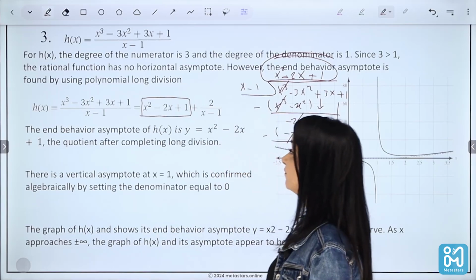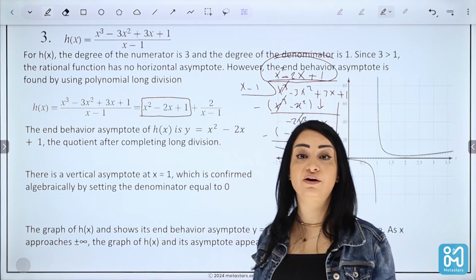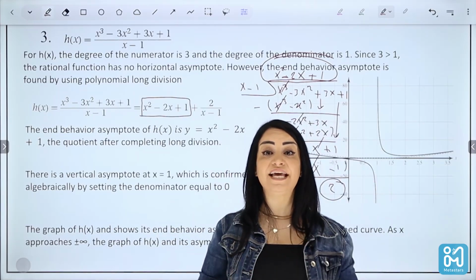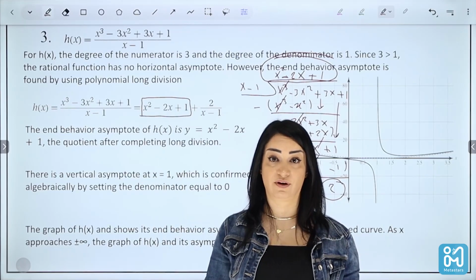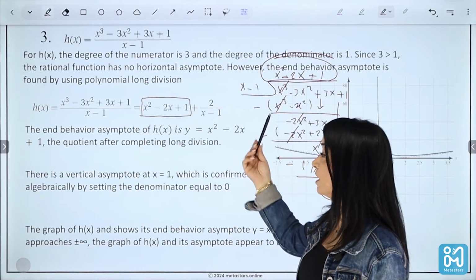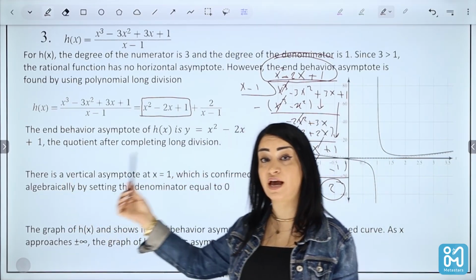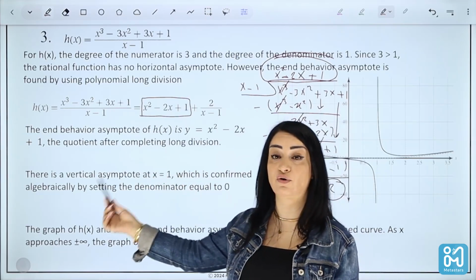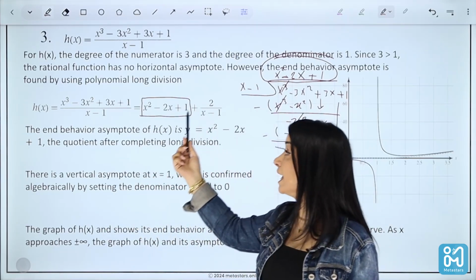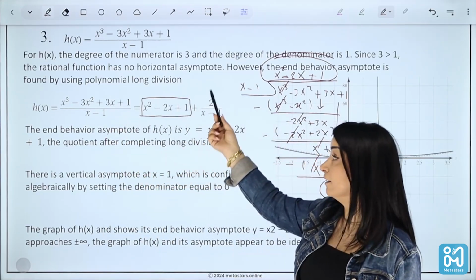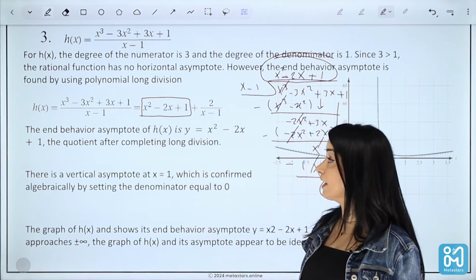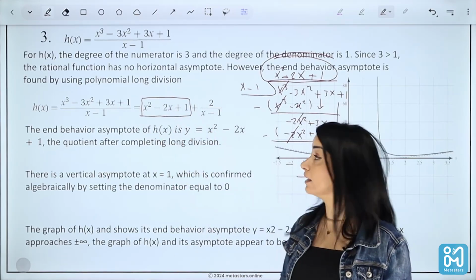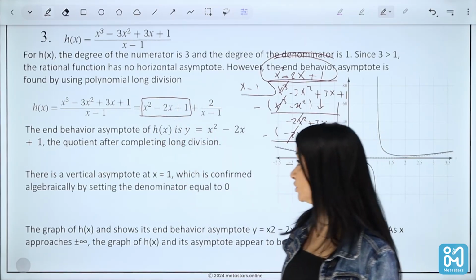The quotient of the division represents what in the rational function? It represents the end behavior of our rational function. So we can say now that the end behavior, as x goes to positive or negative infinity, is going as a quadratic function, as the result we get from the long division.